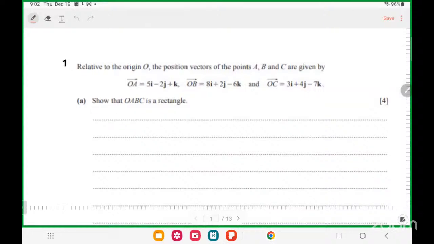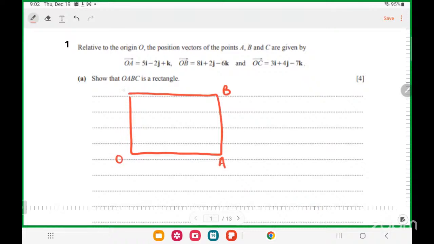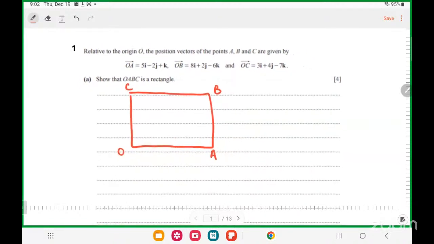So the first question is: relative to the origin, the position vectors of the points A, B, and C are given by OA, OB, OC. Show that OABC is a rectangle. So if OABC is a rectangle, then OA and BC should have the same magnitude, and OA and AB should intersect at right angles.